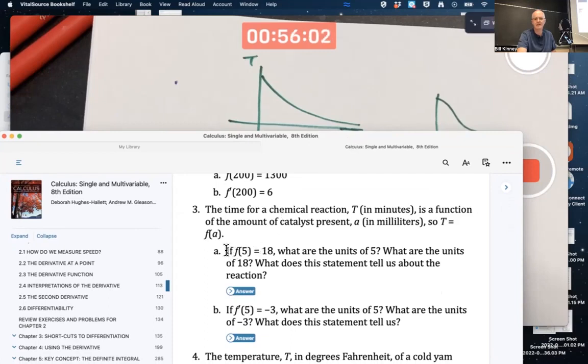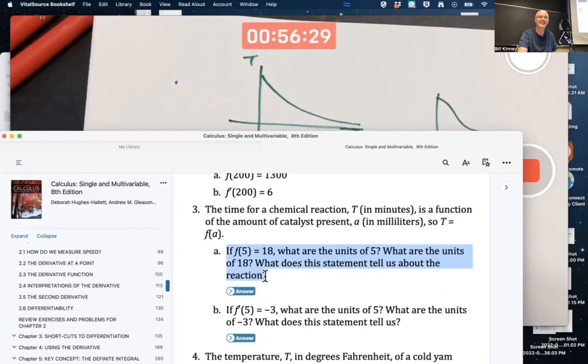Part A is not about calculus. It's about interpreting function meaning. If f of 5 is 18, what are the units of 5? What are the units of 18? And what does that tell us about the reaction? Well, 5 is an input. It's the value of A. It's the amount of catalyst in milliliters. The 18 is the output, T. It's the time of the reaction in minutes, 18 minutes, a very slow reaction. That's what it tells you.